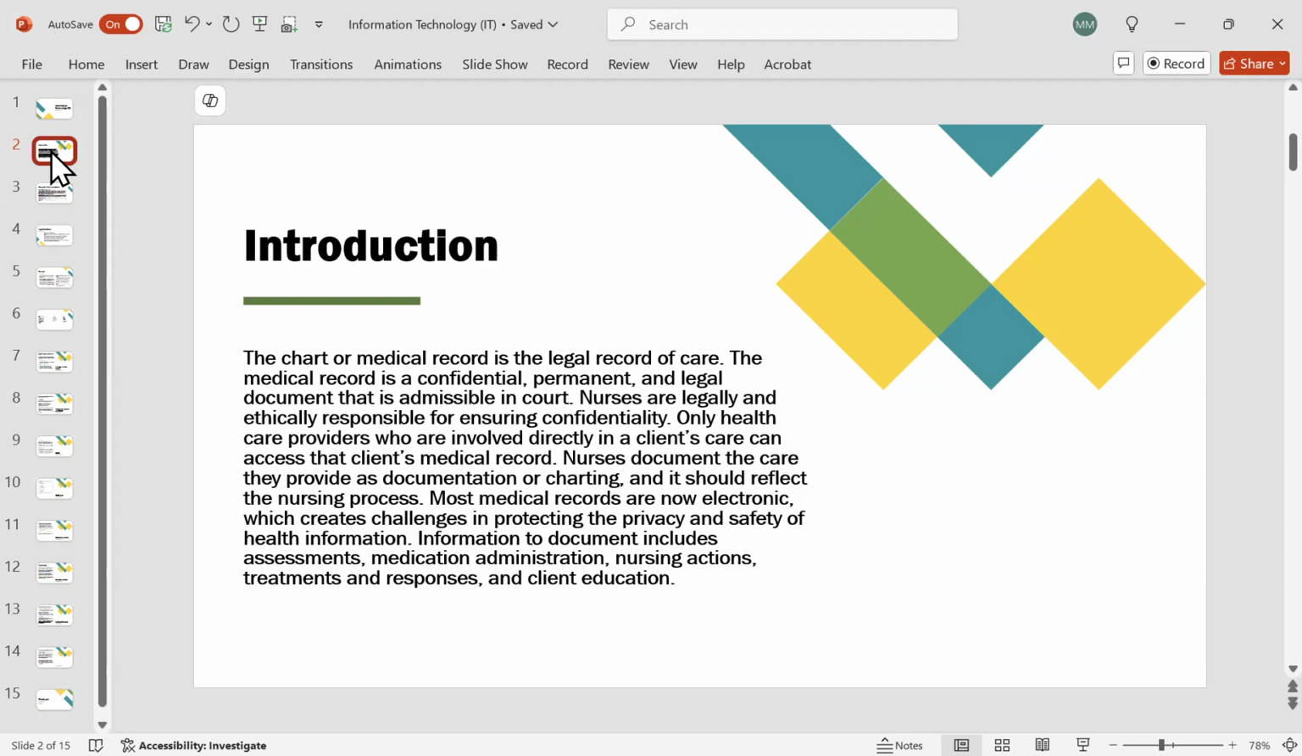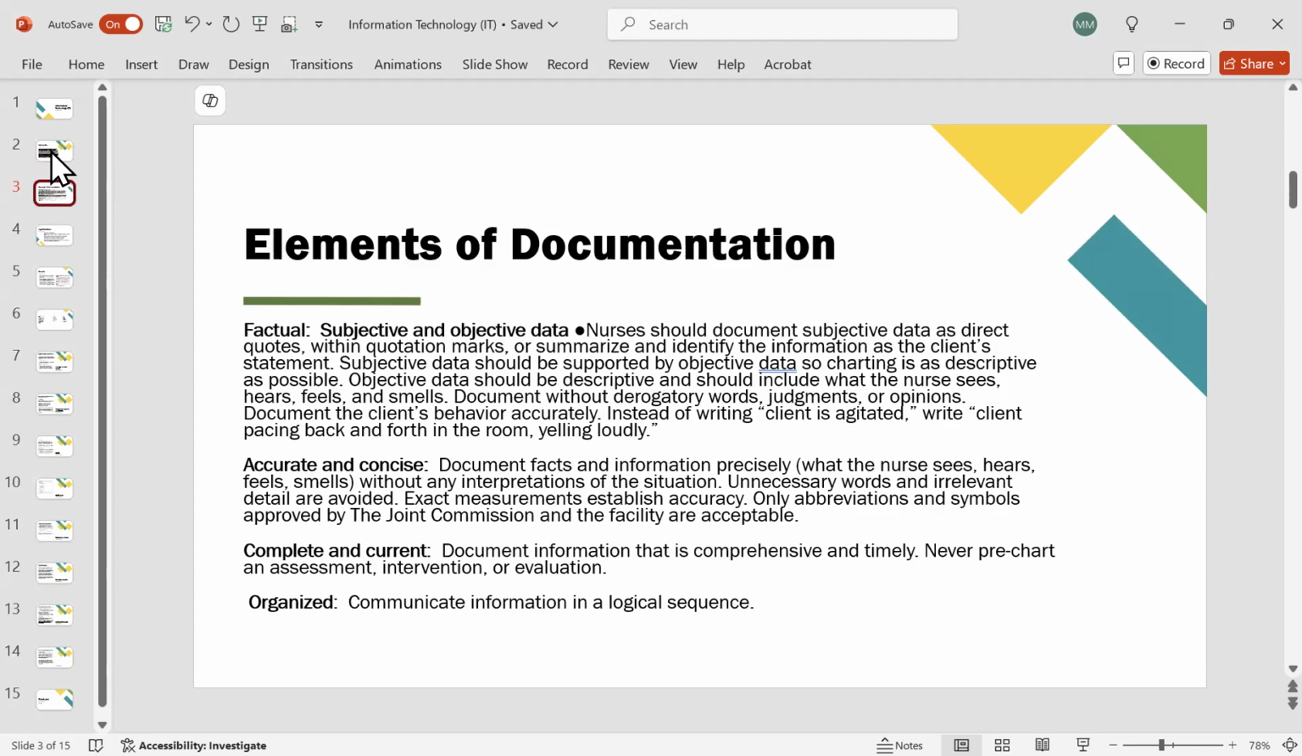So what do you document? You should document whatever you assessed objectively and subjectively, and we'll go specifically about that in a little bit. Medications that were administered, nursing actions, treatments, how the patient responded to all of that, and what education you provided. Okay, so what are the elements of documentation? It's got to be factual, so not an opinion, anything like that. So subjective and objective data.